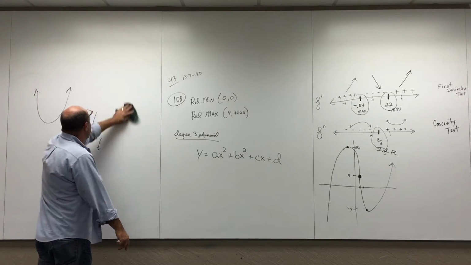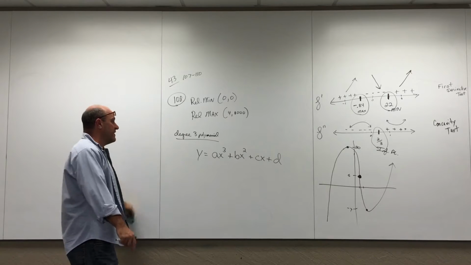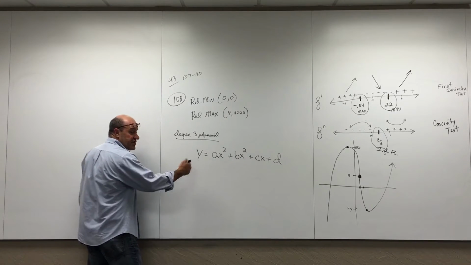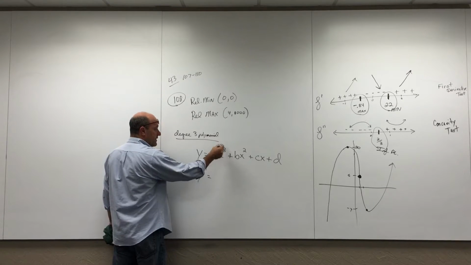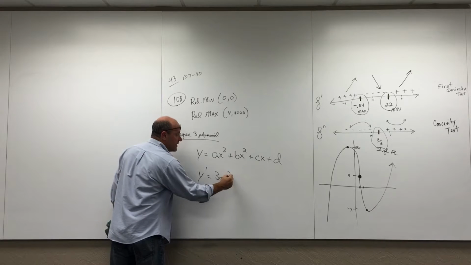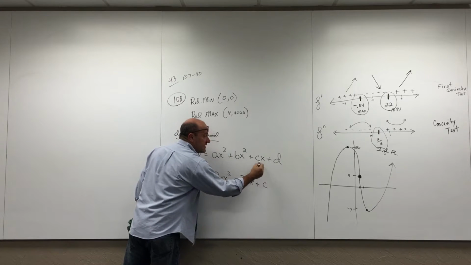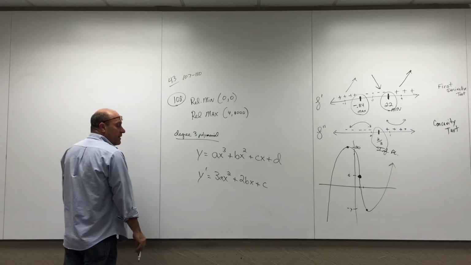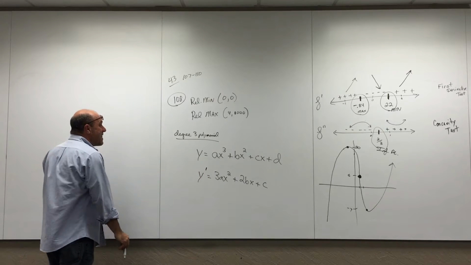Well, shoot. Anybody had any ideas? You have to take the derivative. So she thinks I need a derivative. Let's do a generic derivative. What would be a generic derivative? 3ax squared plus 2bx plus c. And then the derivative of d is gone, because it's a number. Okay, all right, so now what other ideas do you got?